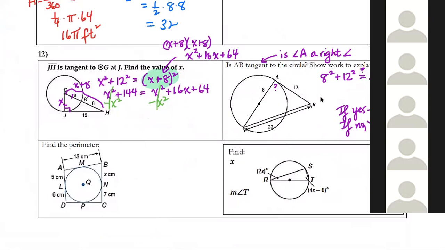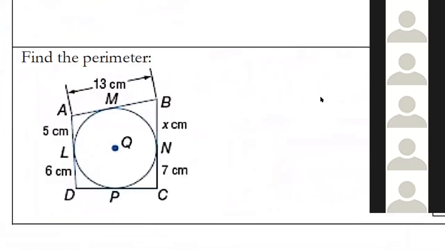All right, for perimeter, the segments that are tangent to the circle from the same point on the outside are congruent. So those two are the same, which means that's also x. And then these two will be the same, which means that's 7. And these two are the same, so that's 6. And these are the same, so that's 5. Since that one's 5, this whole length being 13 is telling you that x is 8.